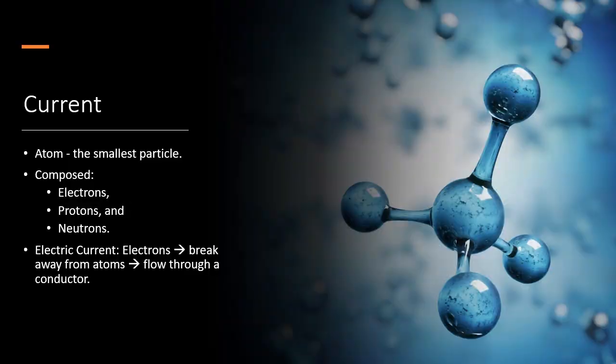Current. The atom has been defined as the smallest particle of an element. It is composed of electrons, protons, and neutrons. Electrons breaking away from atoms and flowing through a conductor produce an electric current. This chapter examines how electrons break free from atoms to produce a current flow and how to use scientific notation. Scientific notation expresses very large and small numbers in a form of mathematical shorthand.